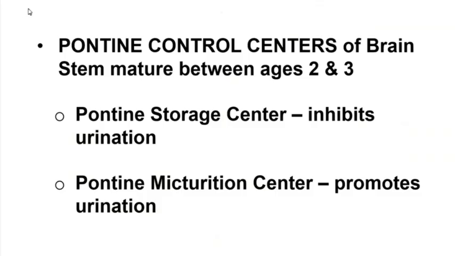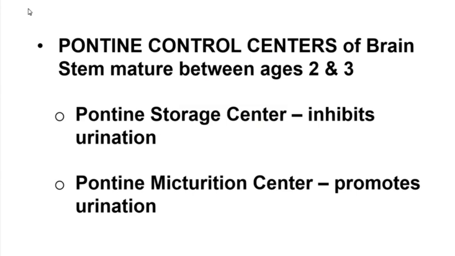One thing that we see occurring is that control centers in the brain, called the pontine control centers, start to mature between ages 2 and 3. So pontine control centers are located in the pons of the brainstem, and they can override the reflexive control of the spinal cord. As we age and our brain develops more, this gives us more control over when we can void the urinary bladder.